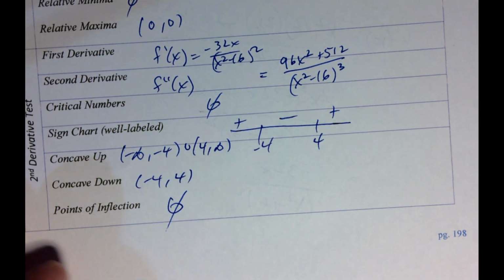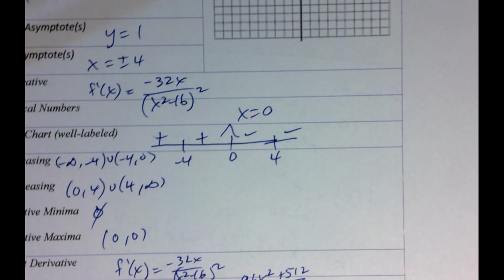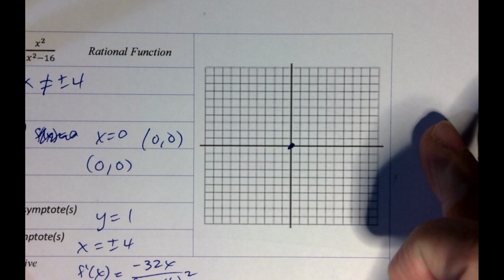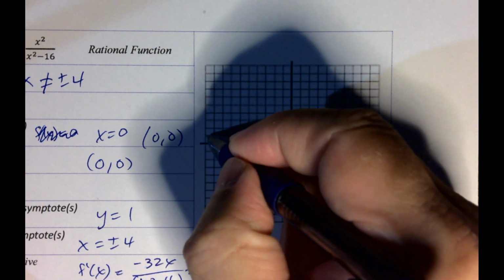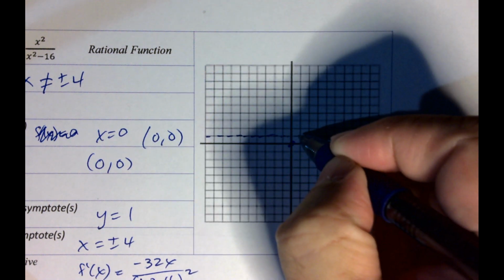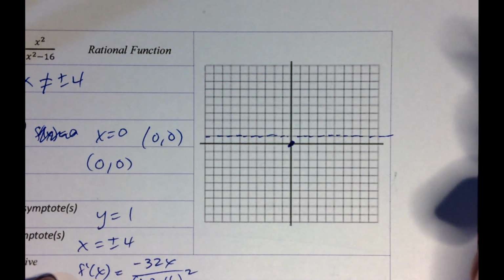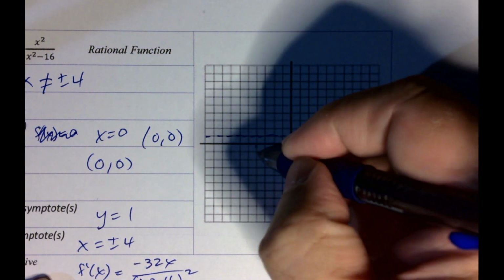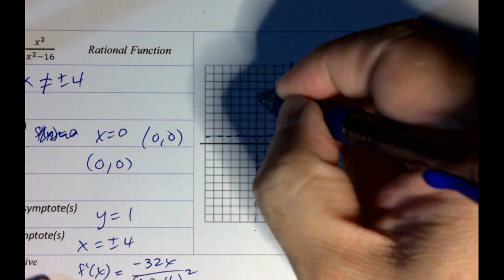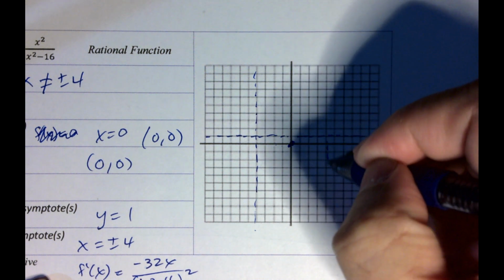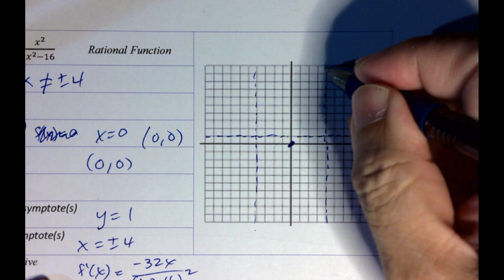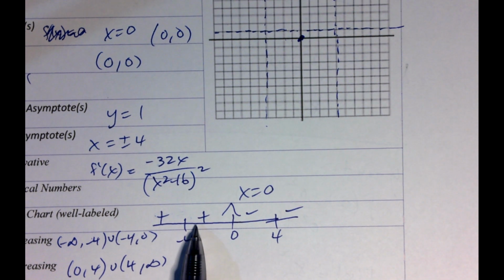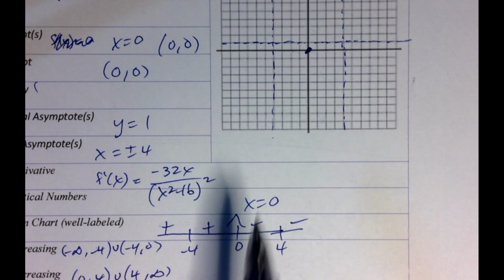All right, now we're going to use this information to graph this puppy. First of all, I am going to use my x-intercept and y-intercept, so I have that. I'm going to use my horizontal asymptote. I have horizontal asymptote of y equals 1, so I'm going to do a dotted line there. I have vertical asymptotes at plus or minus 4. 1, 2, 3, 4. 1, 2, 3, 4. All right. It's increasing from negative infinity to negative 4, and then from negative 4 to 0. It's going to be increasing, so that means it's got to be going up.